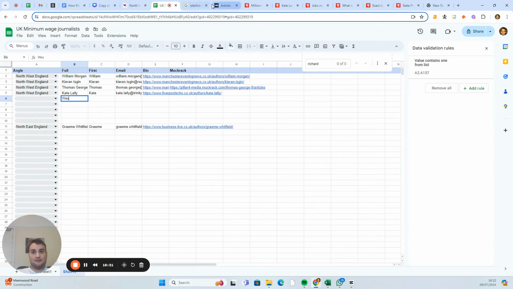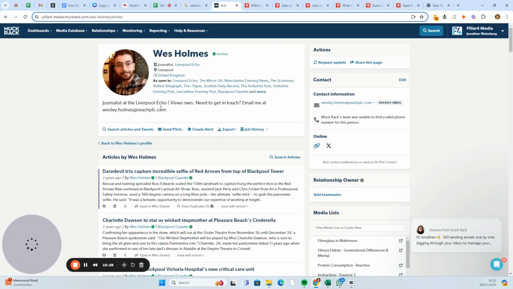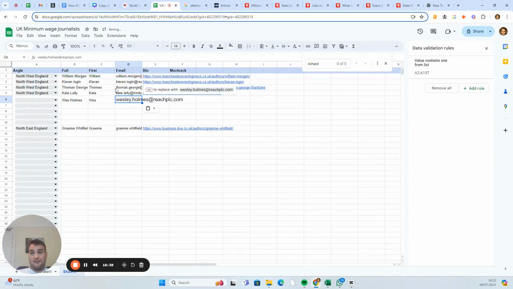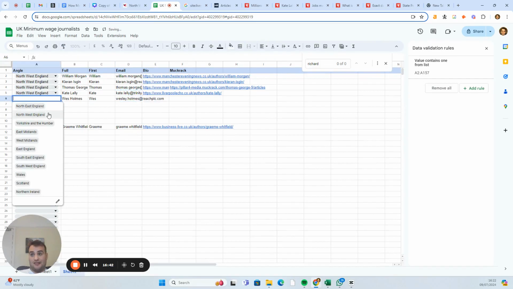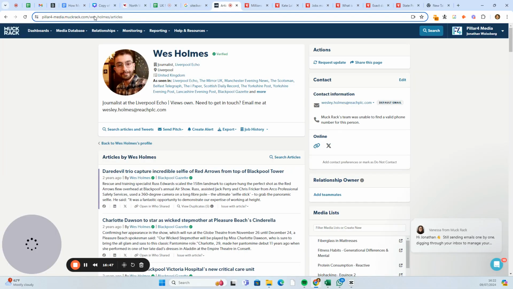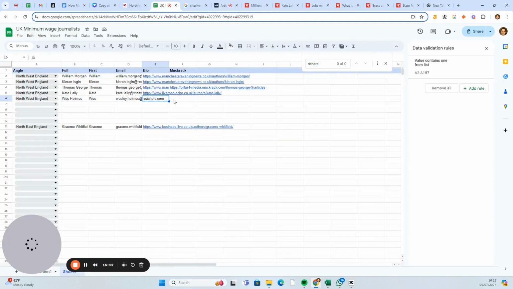Wes Holmes. And we've got his email here. This you need to pay for, but this is just scraped from Twitter. So his email is just available on Twitter. And if a journalist's email is available on Twitter, it means that they're open to PR pitches. Some journalists just hate getting PR pitches, I think. But if they're making their email easily available, then it's a good sign that they're going to be more receptive to a PR pitch.